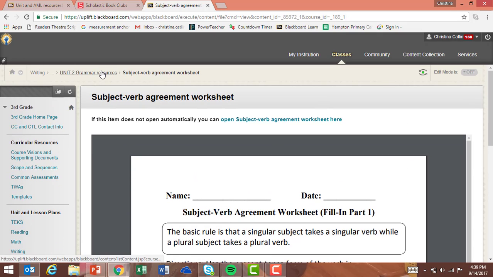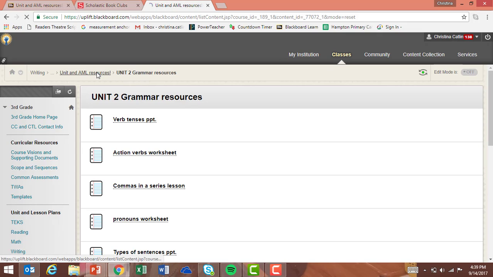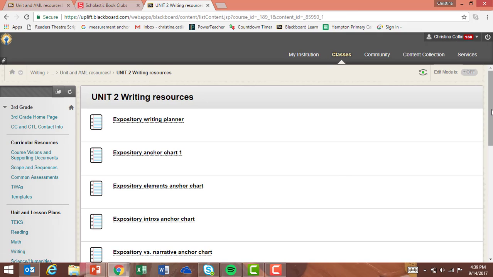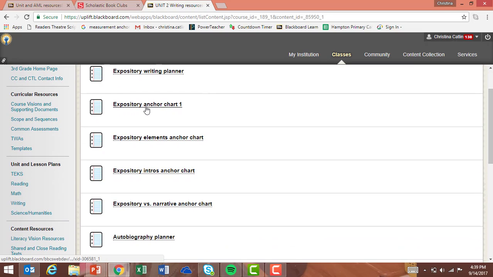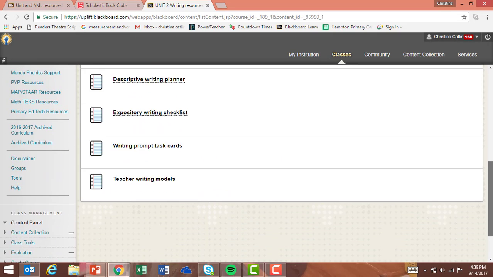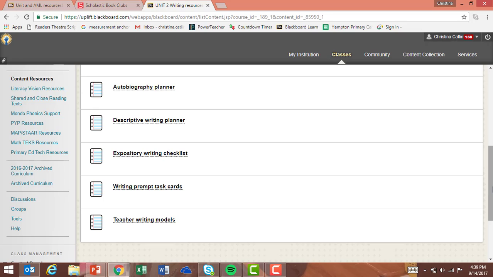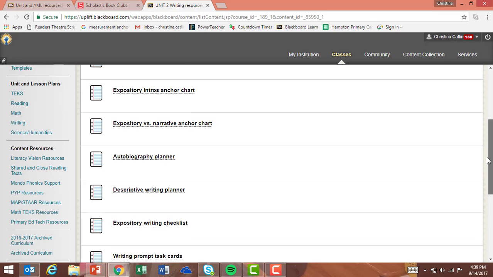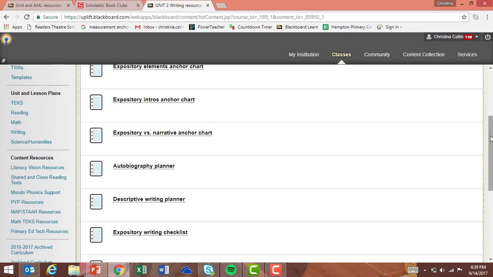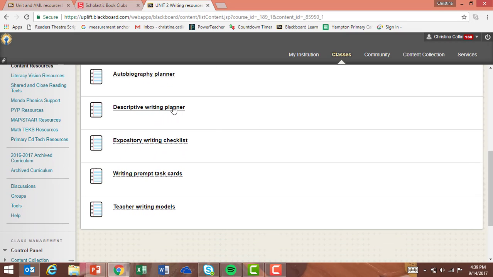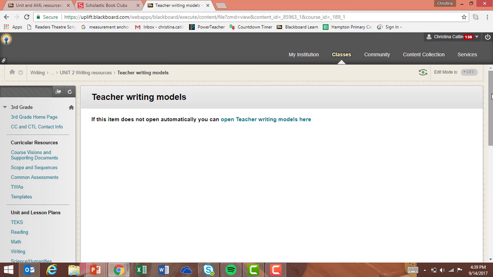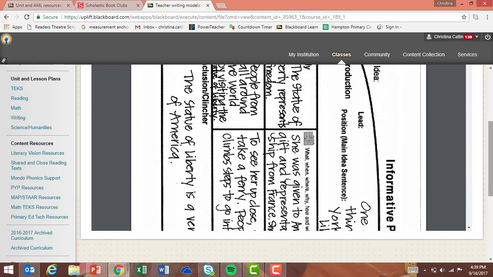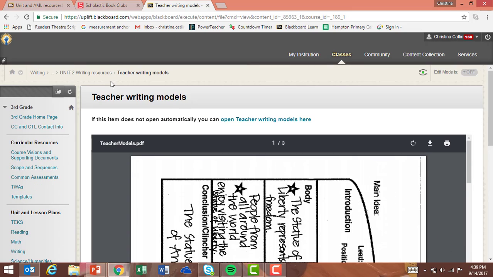So it's super easy. If we jump over to writing resources in Unit 2, this is where I've changed things up a little bit. So I've posted anchor charts throughout the Unit 2 resource section, just because things are getting a little bit more different and we're moving from narrative to expository. There is an array of anchor charts that you can create for your class. We also have writing planners and task cards. If you're struggling as to what to have scholars write, I have task cards there, as well as a teacher writing model. If you need something to model for your class, there's one uploaded for you to walk through with them as well.